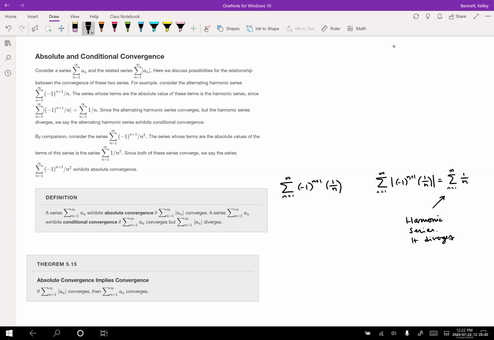But what about this guy? So one, I know that 1 over n plus 1 is less than or equal to 1 over n. And I also know that the limit as n goes to infinity of 1 over n equals 0. So when I don't take the absolute value of this, it converges. And this is actually called the alternating harmonic series.